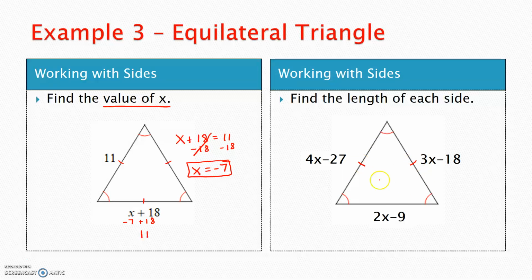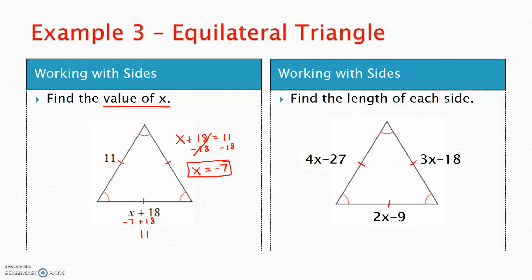All sides are equal, they are congruent. So it's honestly up to you. You can say that 4x minus 27 is equal to 2x minus 9. You can say that 2x minus 9 is equal to 3x minus 18. Or you could have said 3x minus 18 is equal to 4x minus 27. It's completely up to you. The idea is that you understand that all three sides are congruent. So we're going to write some sort of equation that says that two of those pieces are congruent.